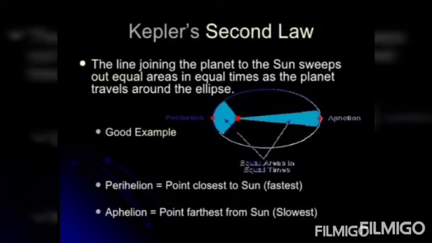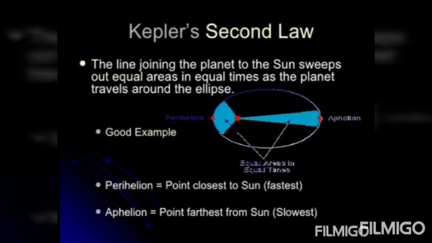Kepler's second law states that a line joining any planet to the Sun sweeps out equal areas in equal intervals of time. That is, their areal velocity remains constant.